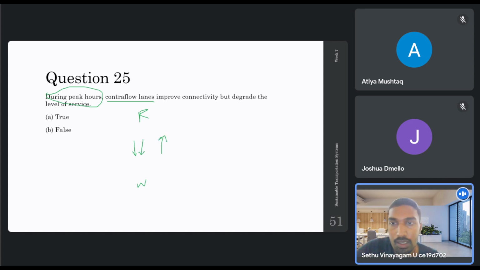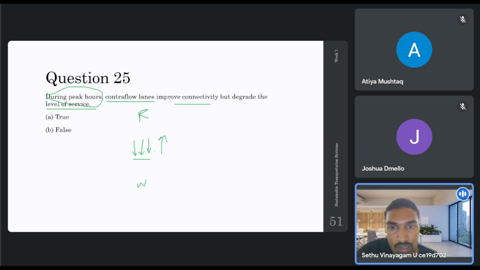So in that case, what happens when we are using the contraflow lanes? What are we doing? We are adding an additional lane, right? Effectively, we are adding an additional lane towards the peak direction of traffic. From the opposite side, we convert the direction of flow to the other side. Therefore, the capacity is temporarily improved for one direction. So what is this doing? It is improving the connectivity, so more people are able to go. But it is not degrading the level of service, because we are increasing the capacity in the direction where there is higher traffic.